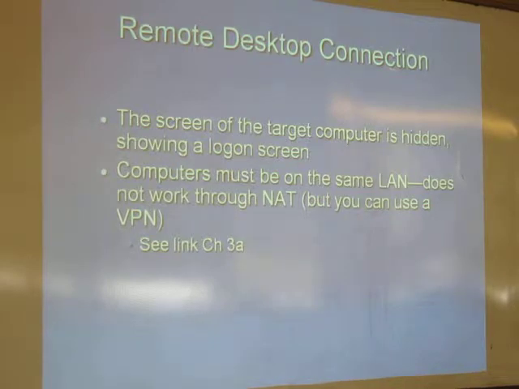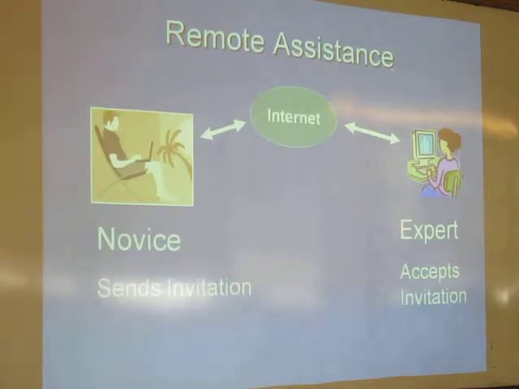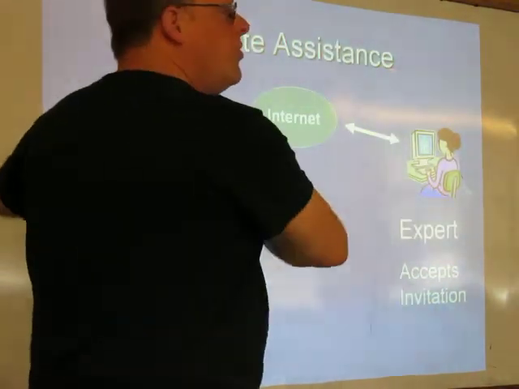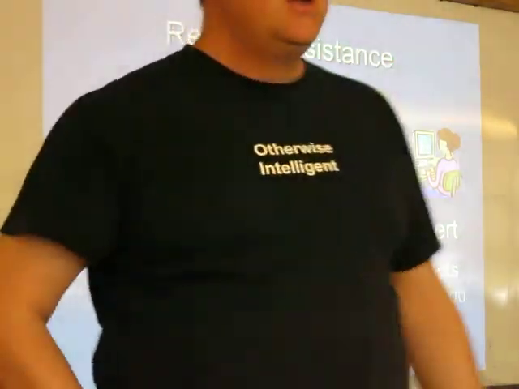So like I say, normally you use a virtual private network to a VPN concentrator like a Cisco concentrator, and from there you connect through the company network on premises to the machine you want to control. So that's remote assistance. The novice wants help. They send an invitation to the expert, the expert accepts the invitation, and they both control this machine simultaneously to fix a problem.